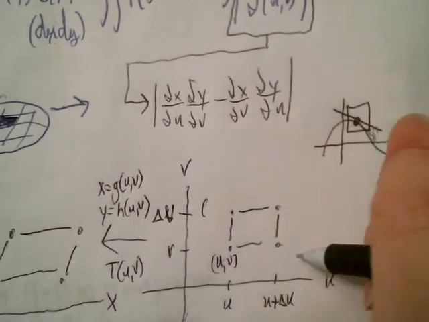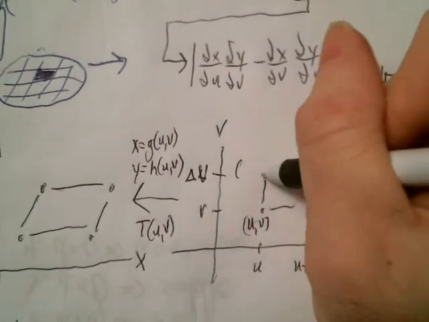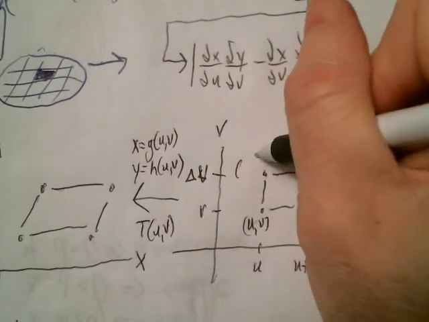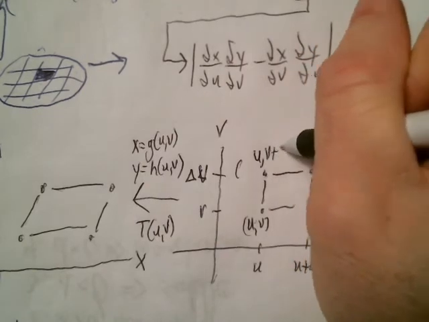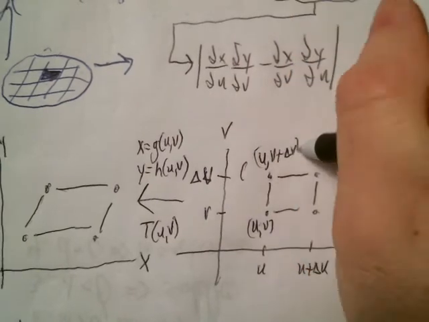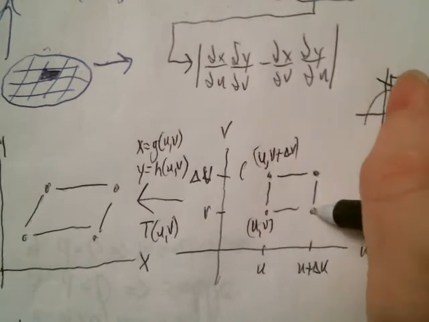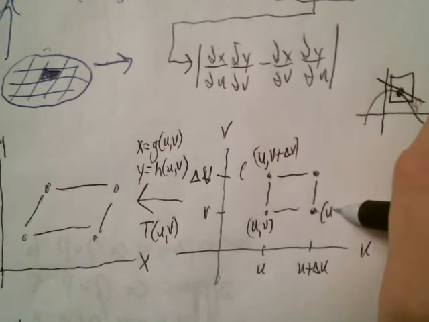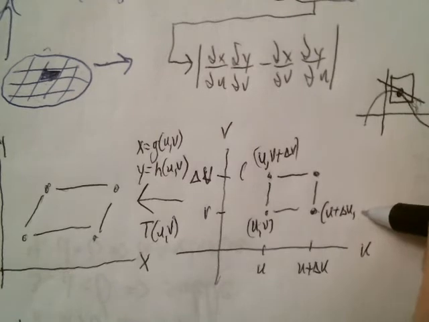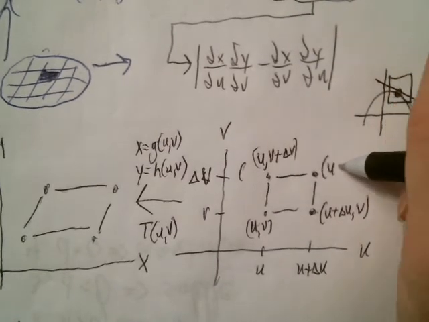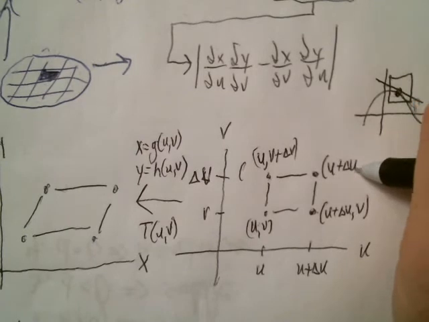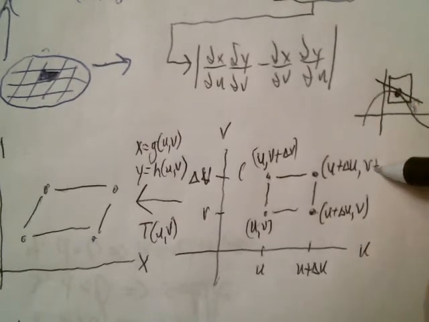So what are these points over here? Well, this point is going to be (u, v plus change in v). Let's do this point first: it is (u plus change in u, v). And then this point right here is going to be (u plus change in u, v plus change in v).